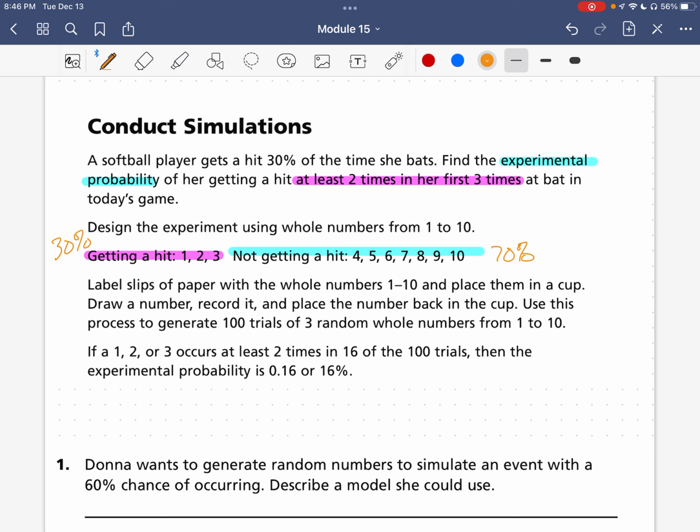Place them in a cup, and then what you're going to do is draw a number, record it, and then place the number back in the cup. So that's really important. Put it back in there, or it'll mess with your probability. Use this process to generate 100 trials of 3 random whole numbers from 1 to 10. And then if a 1, 2, or 3 occurs at least 2 times in 16 of the 100 trials, then that experimental probability will be 16%.